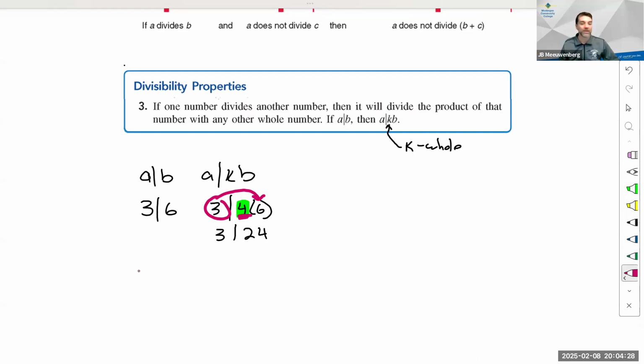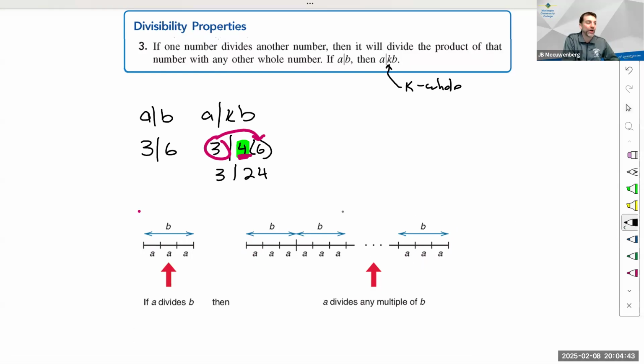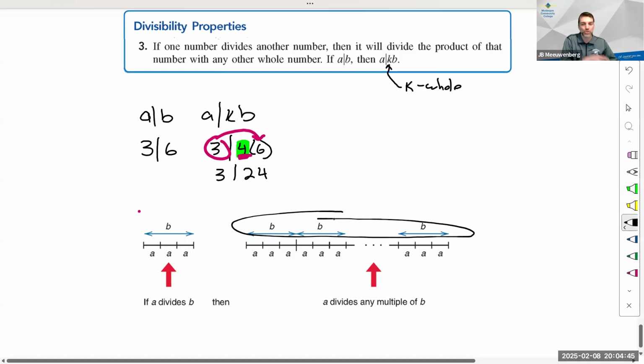Here's what that might look like visually. So if A divides B, and you string a bunch of B's together, doesn't matter how many there are, as long as it's a whole number, A will divide however long that entire line is, right? However many of those B's you string together, A is still going to divide it. Okay?